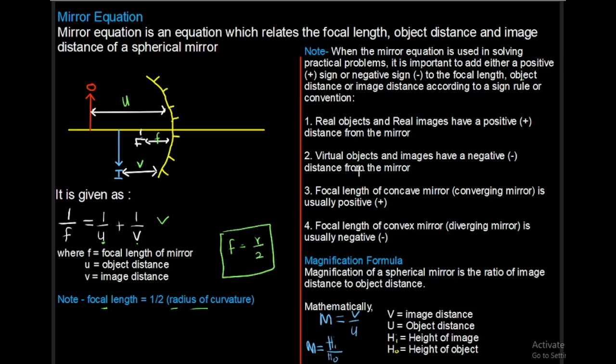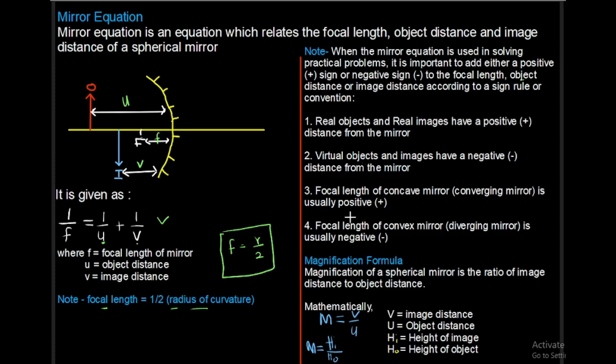Alright, so these are the rules. Very, very important rules. We apply them in solving problems. If you're given a question, they say it's a convex mirror, just know that the focal length is going to be negative. They give you a question, they say it's a concave mirror, focal length is going to be positive.